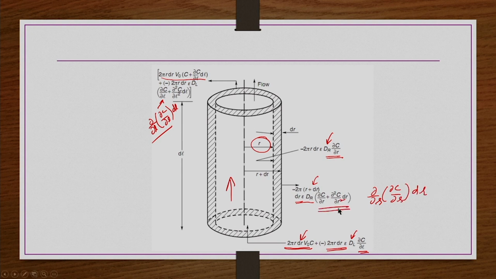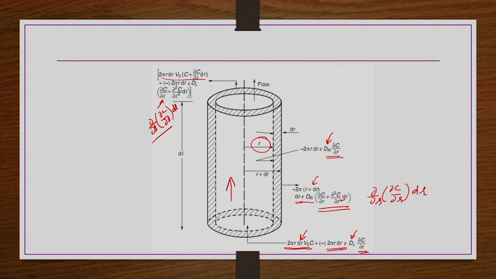So, that is the component, that is the rate of the material that is leaving at r plus dr because of the molecular diffusion in the radial direction. Okay. So, pictorially we have shown all the components here. So, now all this should be balanced by the total overall accumulation.